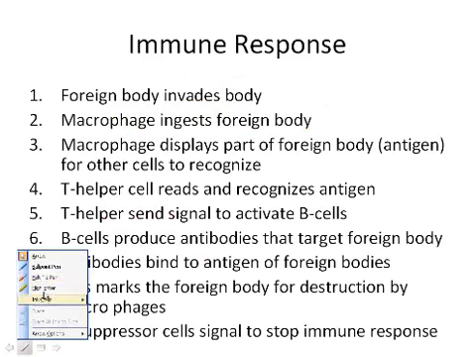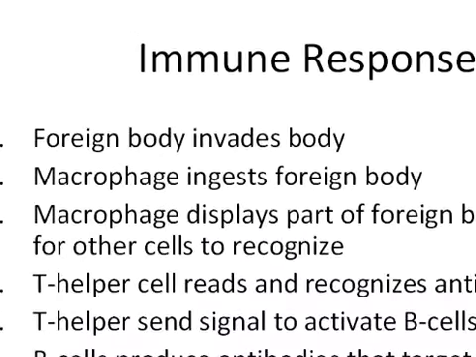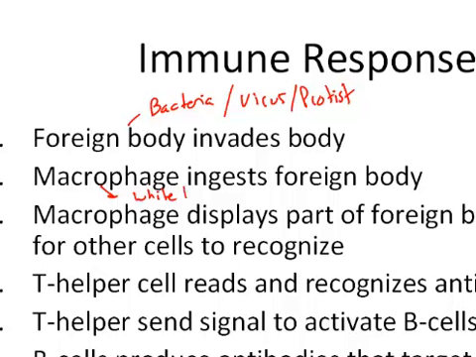So this foreign body refers to any sort of bacteria, or it can be a virus, or even a protist, pretty much anything that can cause an organism to get sick. It invades the body, and what we have is this macrophage, which is pretty much a big white blood cell. And what it does is it ingests the foreign body, so eats it. And what happens after it eats it, it displays part of that foreign body, so part of that bacteria, which we call an antigen, on its outside so other cells can recognize it.